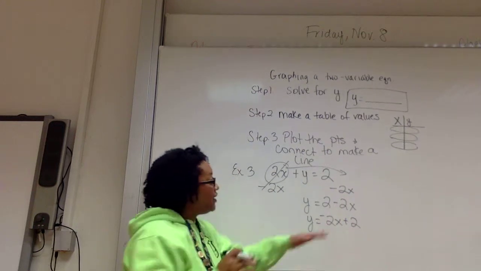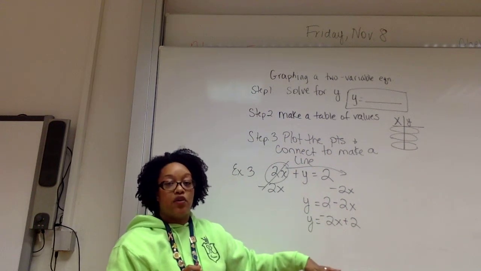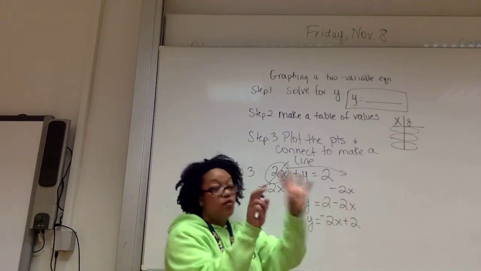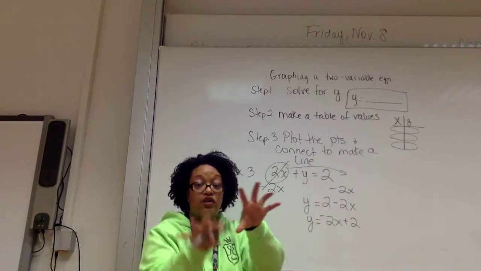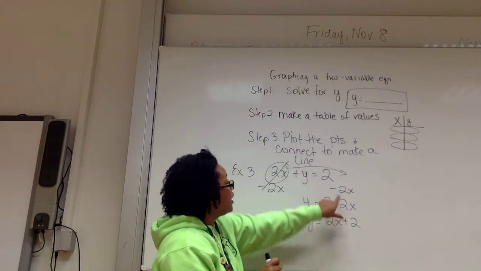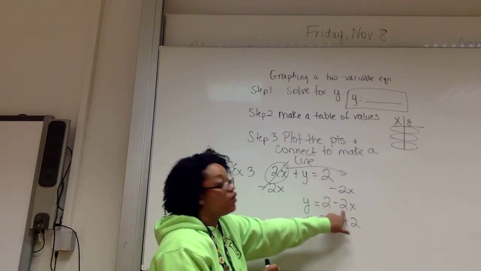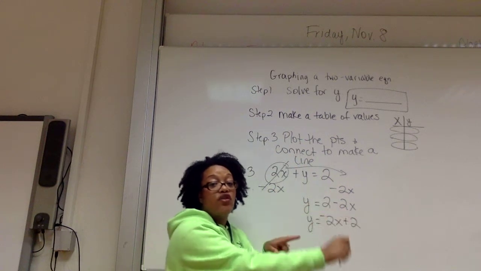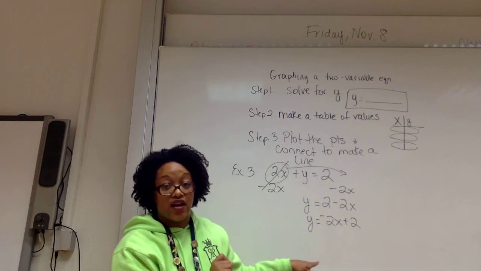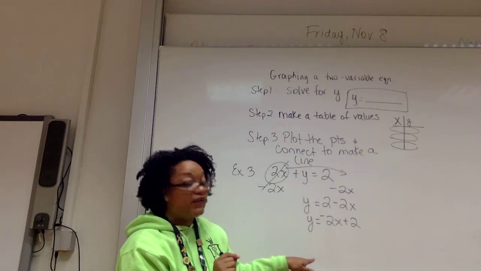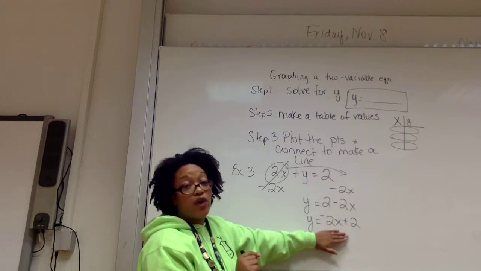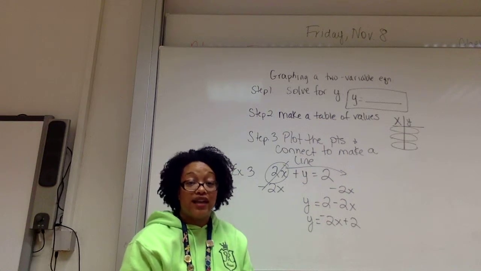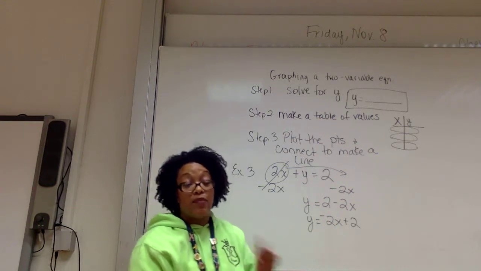Now, in a few days, the order is going to be very important. So make sure that when you move your terms around, you take the sign with you. This negative sign goes with the 2x. So wherever the 2x goes, the negative sign goes. So what we're going to do in the next video is I'm going to take this equation, we're going to make our XY table, and we're going to plot the points on that line.